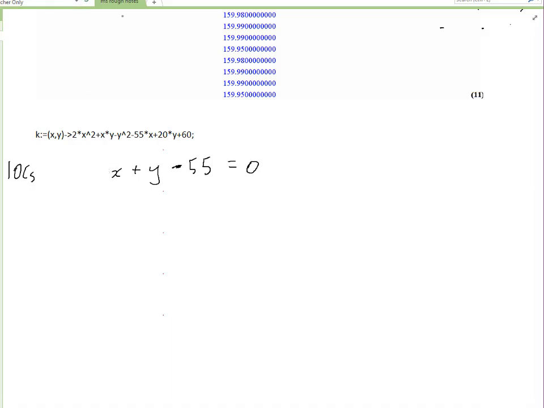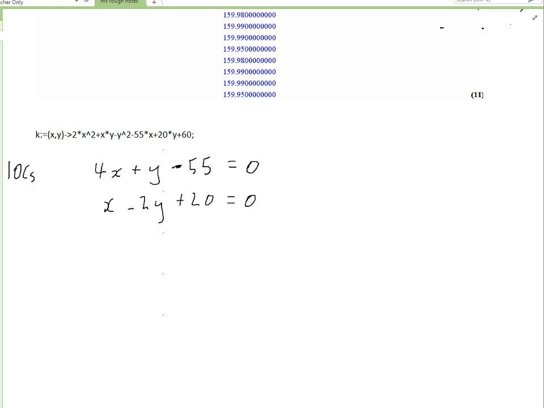So you have 4x there, just an x there, nothing, minus 55 there, and nothing. And then for y we have nothing here, plus x there, x there, and minus 2y, sorry. And any numbers? Yes, 20 there. So these are the two first order conditions.